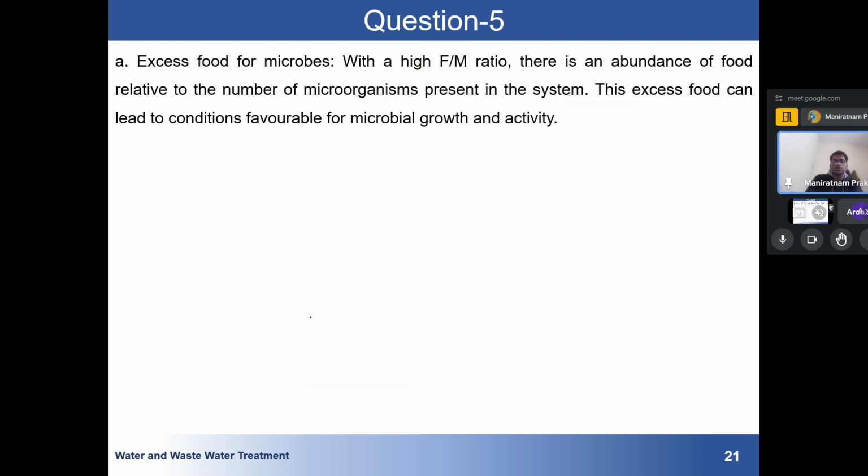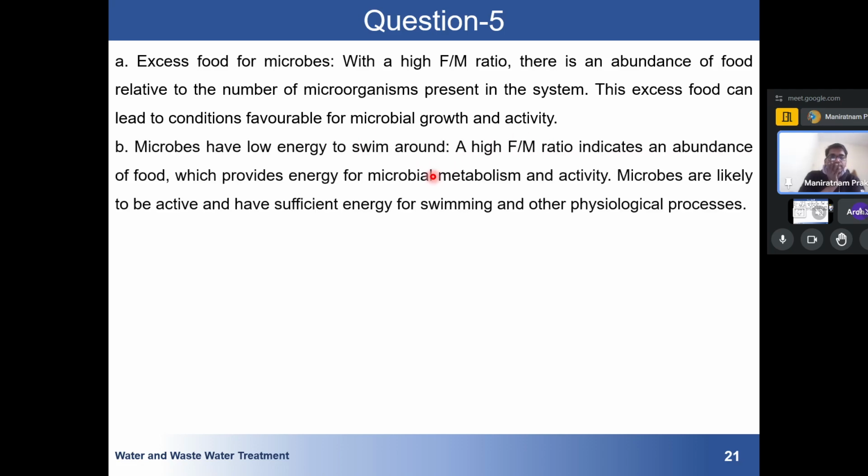The first option is excess food for microbes. With a high food by mass ratio, there is an abundance of food relative to the number of microorganisms present in the system. This excess food can lead to conditions favorable for microbial growth and activity. I hope this is clear. I am not wasting too much time explaining the same thing again.